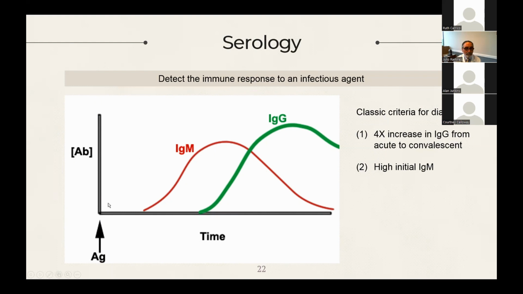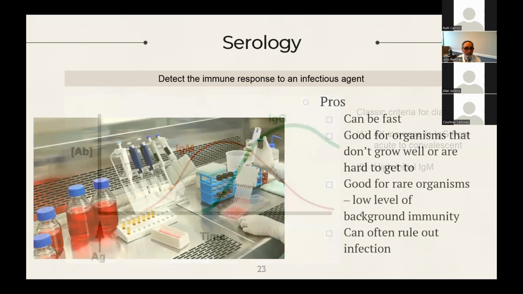When you get exposed to a virus, for example, there's a lag phase, and then you start producing IgM in your serum. IgM typically goes up and then comes down. It does not last very long, but after another delay, you start making IgG, which goes up and lasts for a longer time. So that's classic. Of course, it differs a little bit from one bug to another, so you can't say that that's going to be the case with every single organism, but you have certain classic criteria for making a diagnosis.